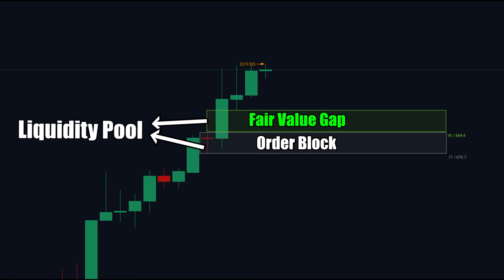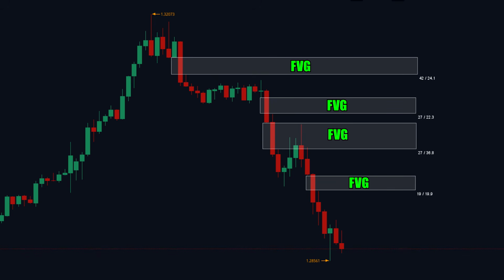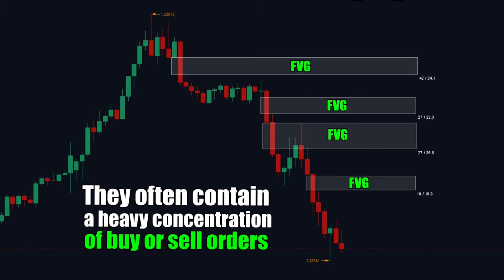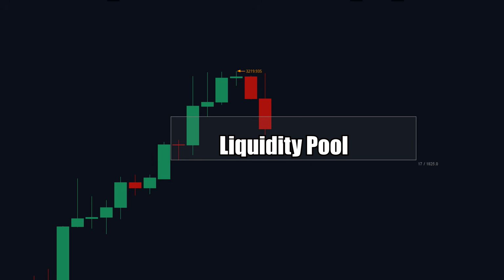These pending orders form a liquidity pool, which attracts price action back into that zone. Fair value gaps, then, are more than just empty spaces. They often contain a heavy concentration of buy or sell orders. This pool of liquidity is what draws the market back to those levels, making price more likely to return, fill the gap, and then continue its original trend, sometimes with even stronger momentum.